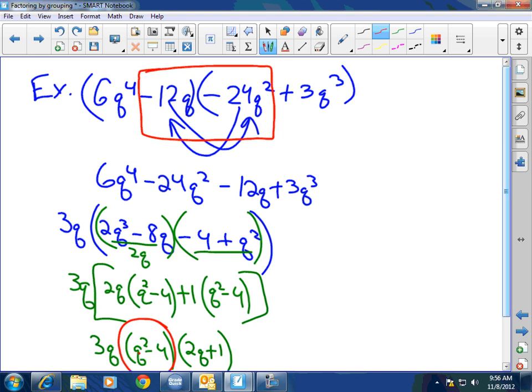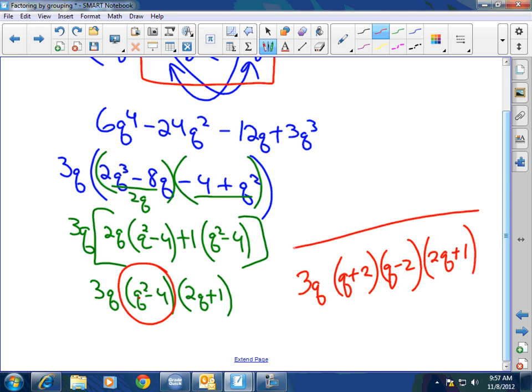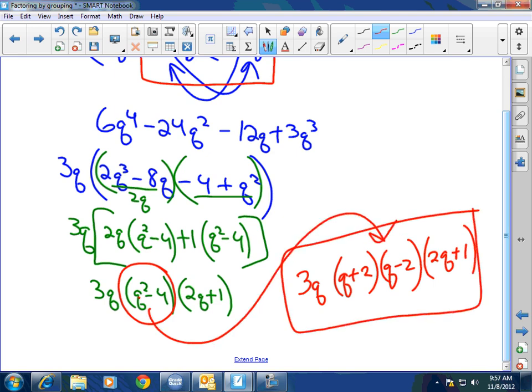Sir, can you do the square thing? Yeah, but we'll get to that. Yes. The real answer for this is going to be 3q times q plus 2, q minus 2, times 2q plus 1. That's the real answer. But I haven't shown you how to factor this yet. So we'll get to that.